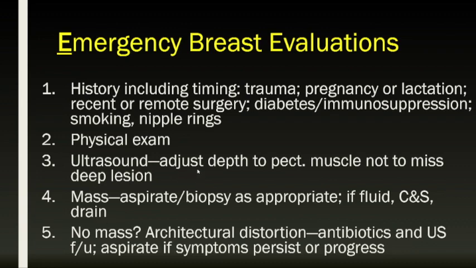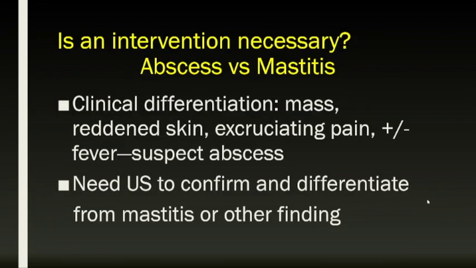So with ultrasound, make certain that you look in the area that's symptomatic, but extend your field around it, because frequently there are extensions of abscesses. The collections may infiltrate the surrounding tissue, and make certain too that your depth of field includes the pectoral muscle so that you don't miss a deep lesion.